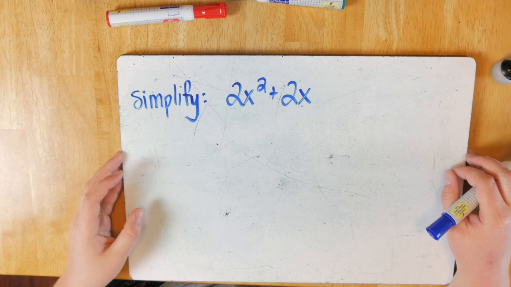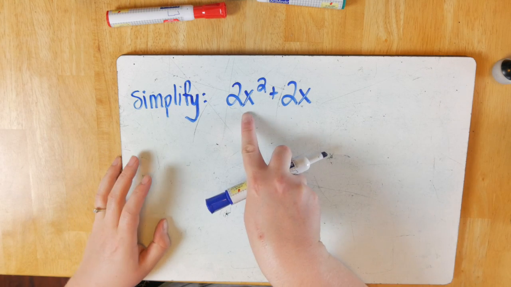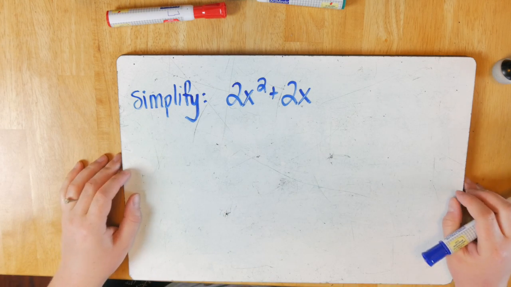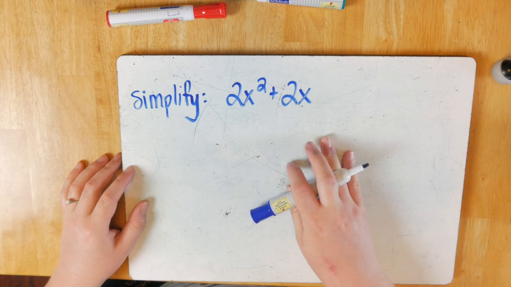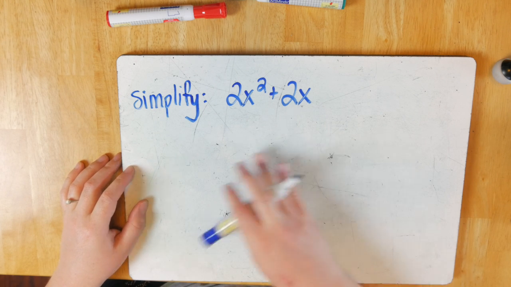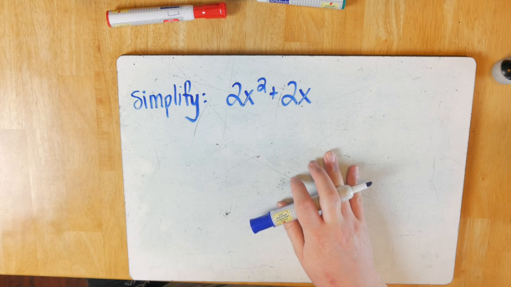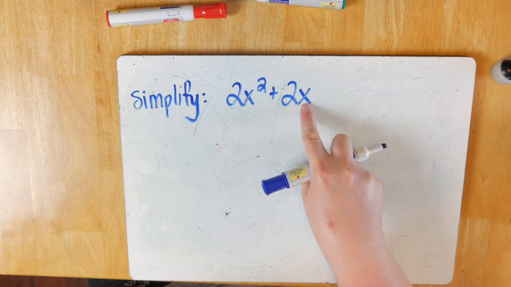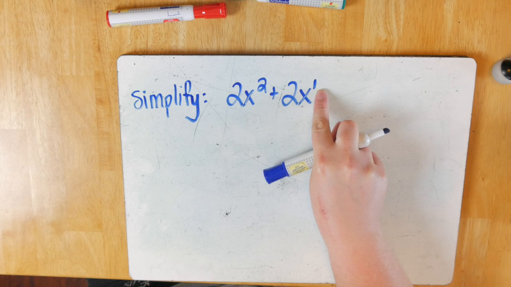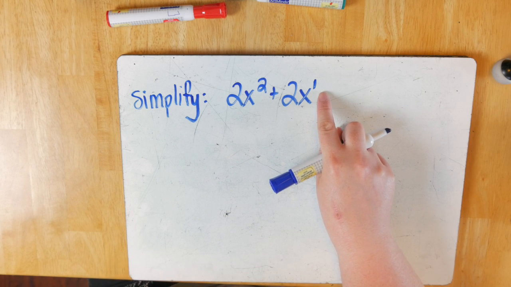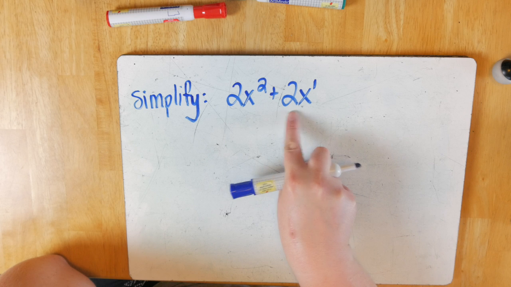All right, the next problem we're going to talk about is how to simplify 2x squared plus 2x. And this is already simplified. It cannot be simplified anymore because x squared and x to the first power, which this is to the first power, we just didn't write it because we don't have to write a first power, are not like terms.